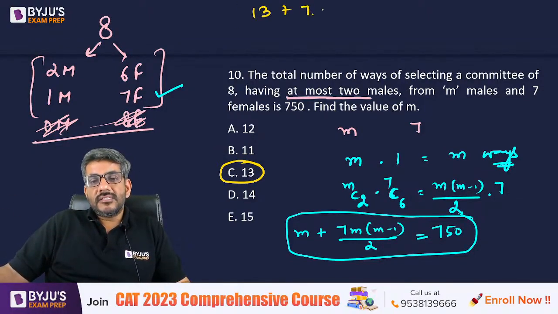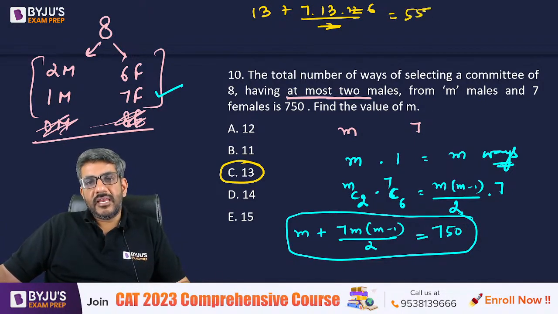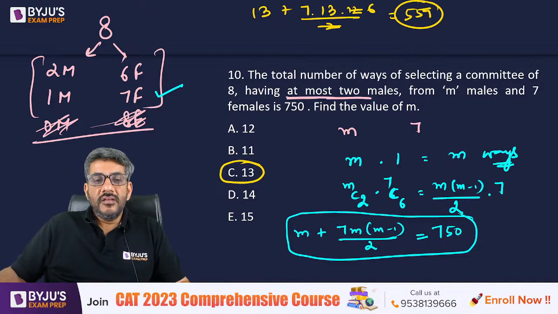13 plus 7 into 13 into 12 divided by 2. ये कितना आ गया मेरे पास? 13 sixes are 78. 78 into, rather 91 into 6 is equal to 546. 546 plus 13 is 559. It does not make it 750. So neither 12 nor 11 nor 13 are my answer.